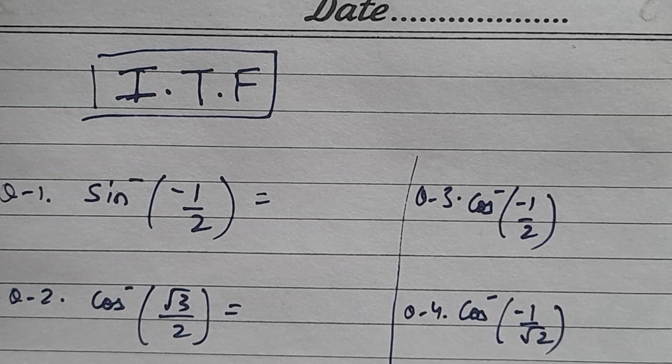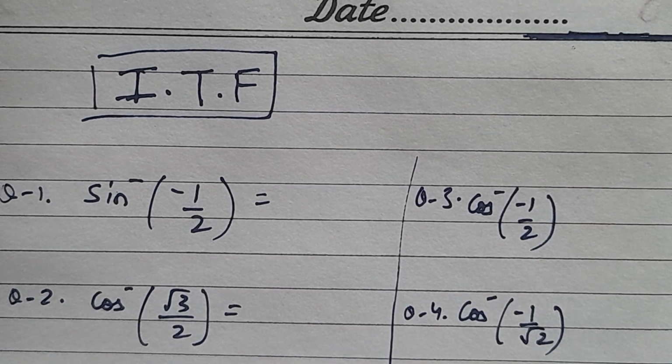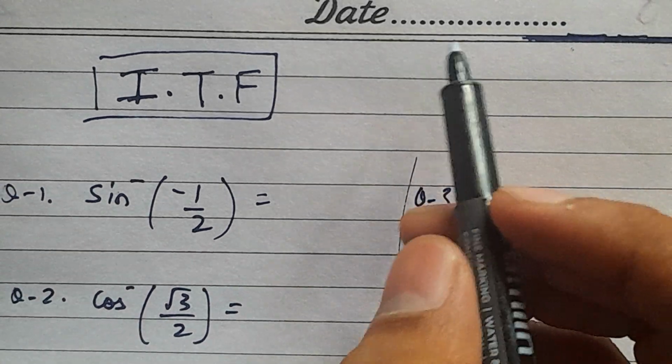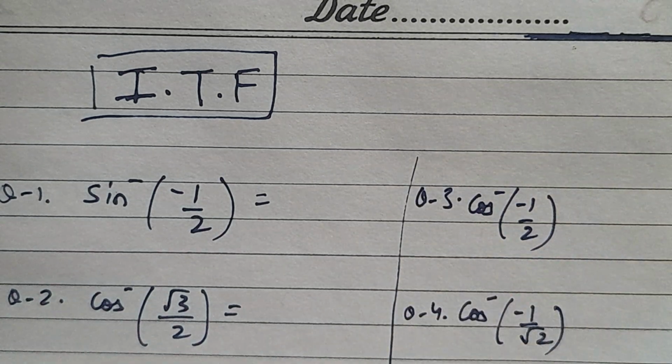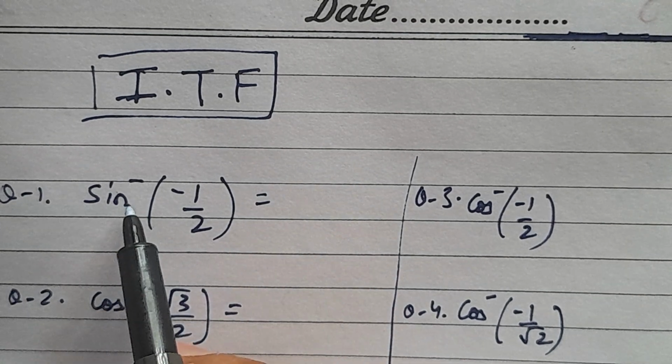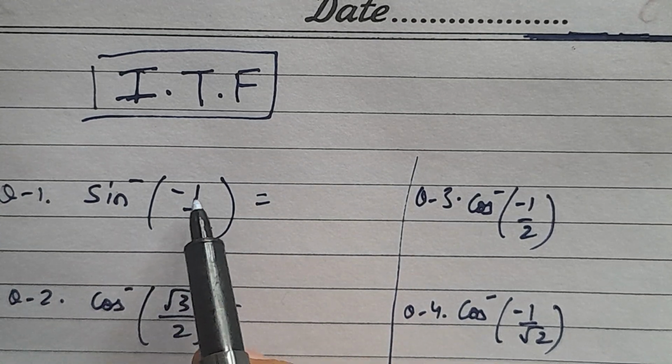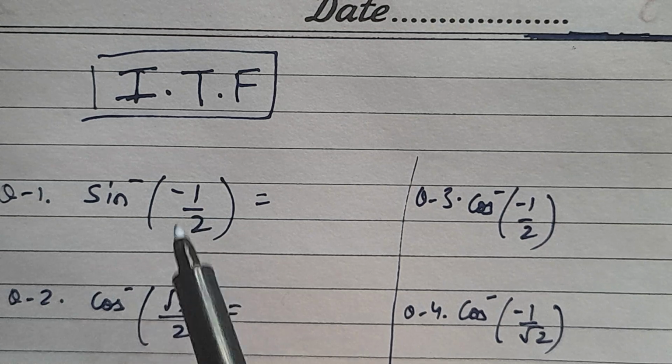As we know, the principal value of sine inverse lies in the closed interval minus pi by 2 to pi by 2. So principal value of sine inverse lies in the closed interval minus pi by 2 to pi by 2. So given is sine inverse minus 1 by 2. So how can we find the value?